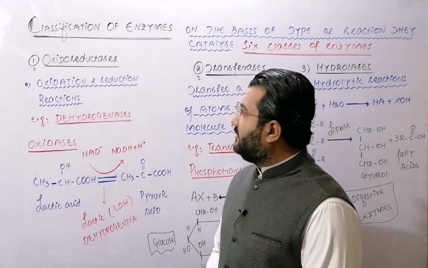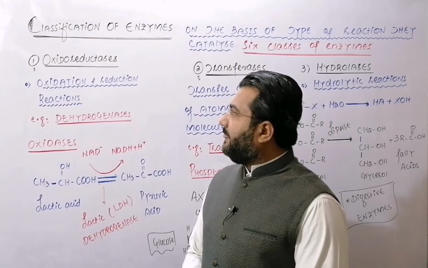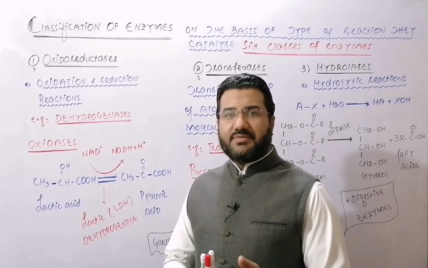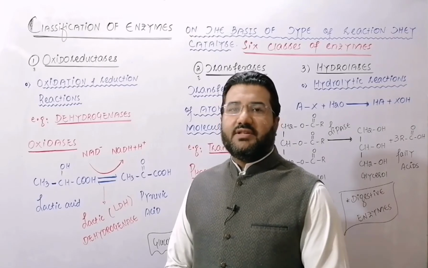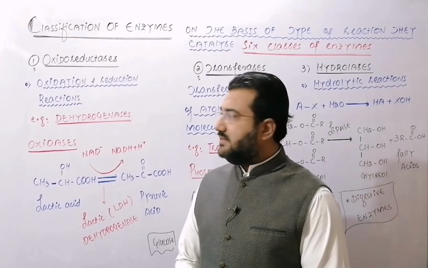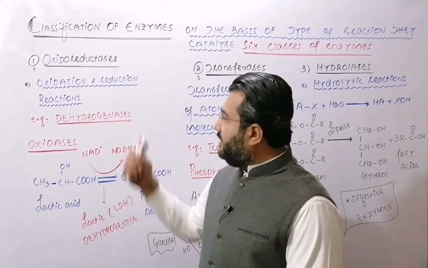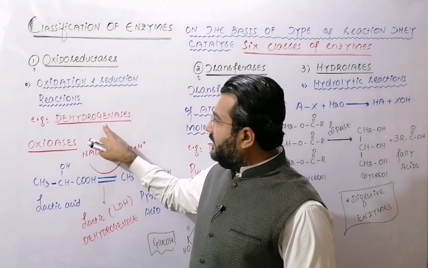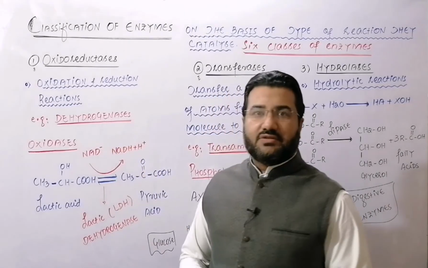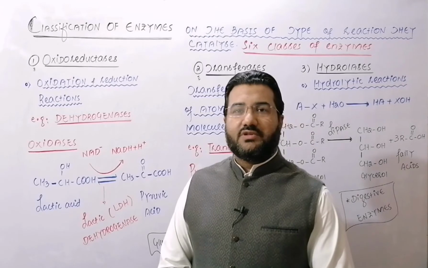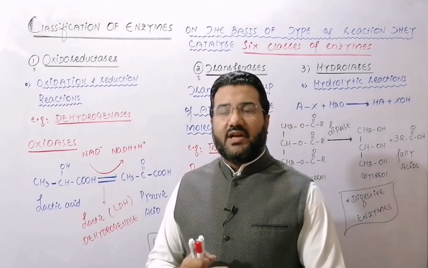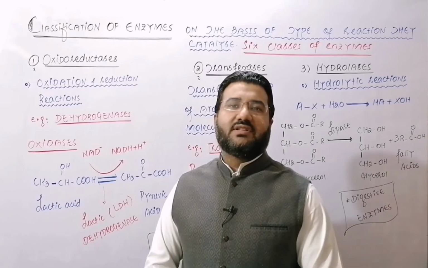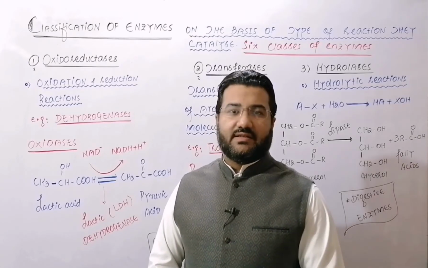The first one are the oxidoreductases. As the name indicates, oxidoreductases are those enzymes that catalyze the oxidation and reduction reactions. For example, dehydrogenases. D means removal, hydrogen means H2, and ase is a suffix which is used in the name of most of the enzymes. So dehydrogenases are those enzymes that remove hydrogen from a certain molecule and oxidize it.